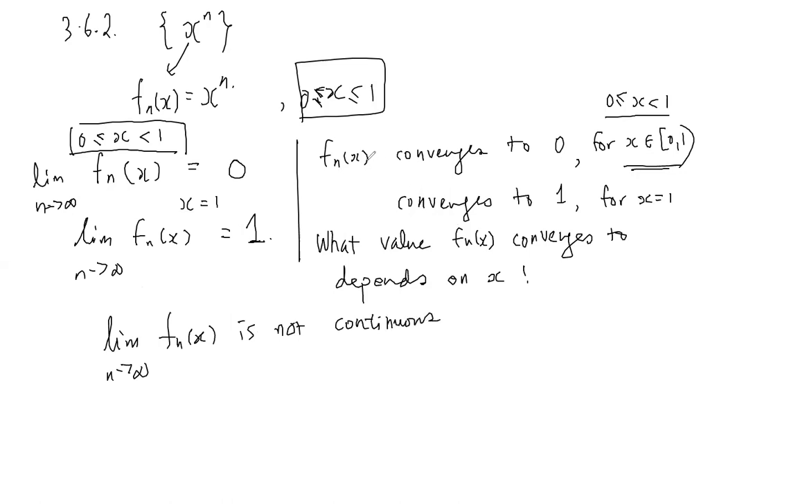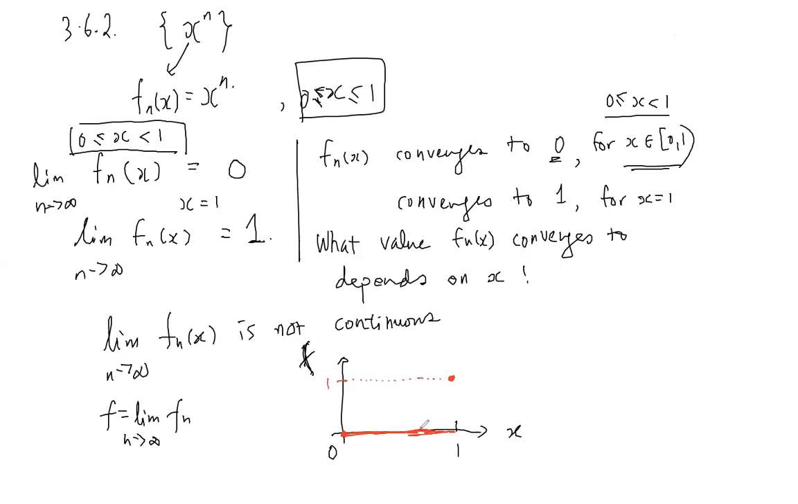Because when your x is 0 to 1, it is equal to 0. So I can have x here, 0 to 1. So this is my f, f being the limit of fn. For x from 0 to less than 1, it converges to 0. It's 0 all the way. But then when your x is equal to 1, it actually jumps up to 1.